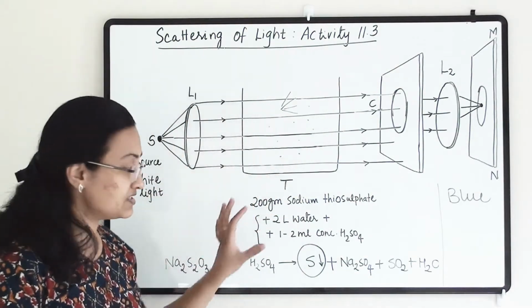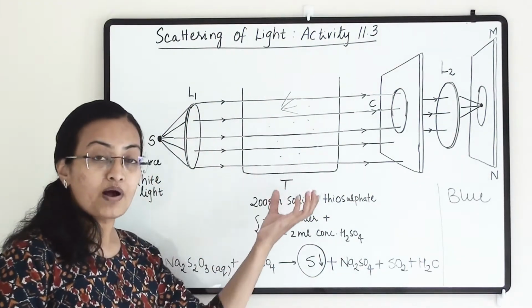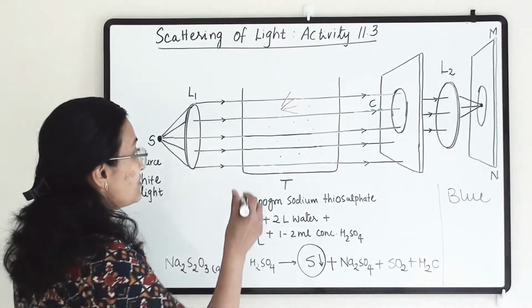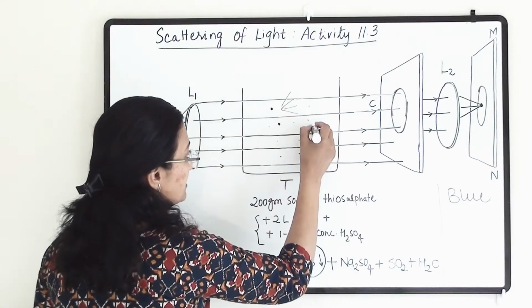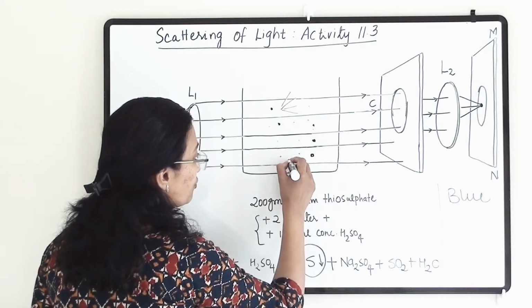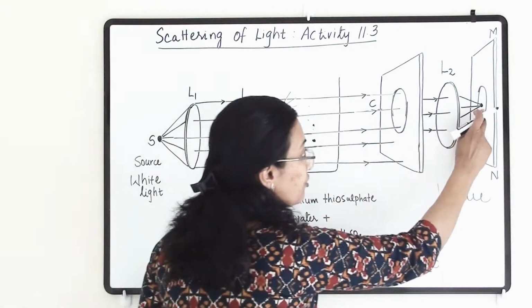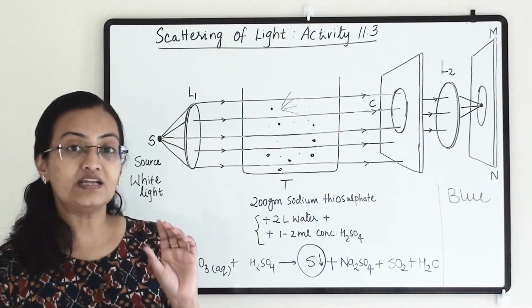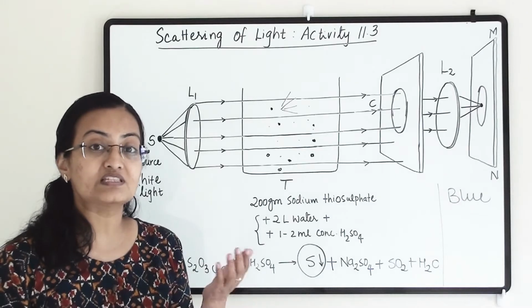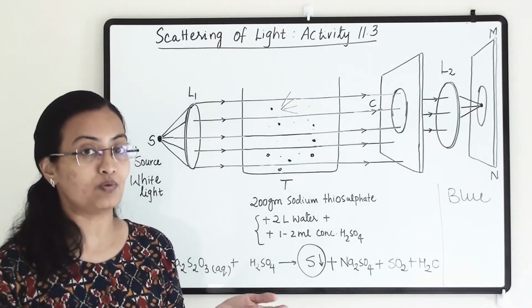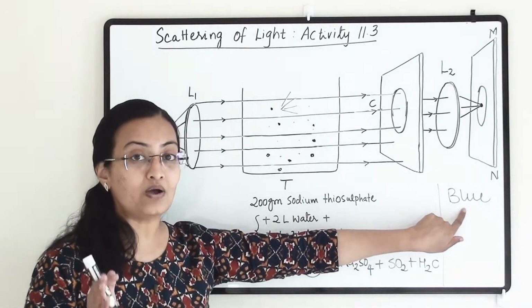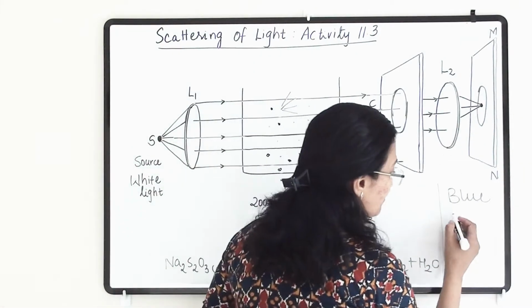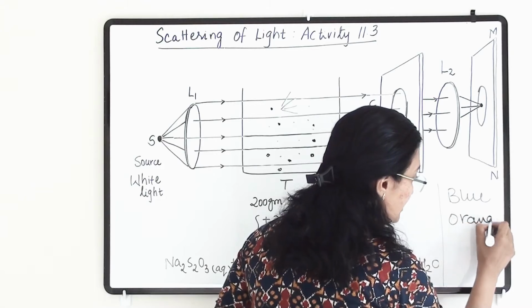After that, as this reaction progresses, our particles will become bigger. It will become bulgy. So the particle size will be growing continuously. As the particles grow, the color of the light will change, because as the particle size becomes bigger and bigger, they will scatter light which has a longer wavelength. Blue color light or the violet light has a smaller wavelength. So after some time, we'll be able to see the orange color light.